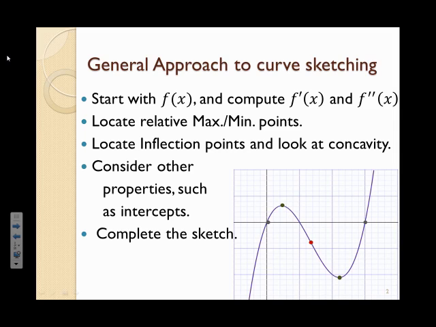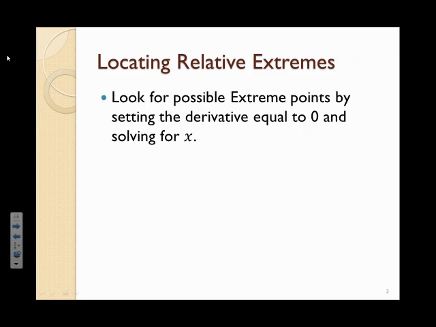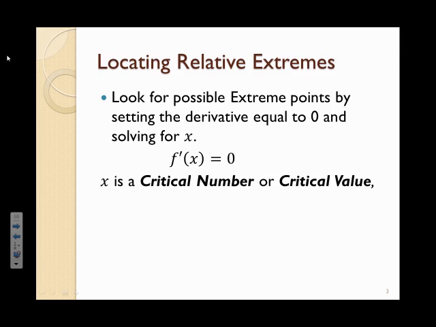Well, that's correct. Now, in working with this, to locate our relative extremes, what we do is set the first derivative equal to 0 and solve for x. So again, we're going to take the first derivative and set it equal to 0. The x that we find from this is considered a critical number or critical value. Critical simply in the sense that it is important. The x value is important. It's where we're going to find the x value of the maximum or the minimum.